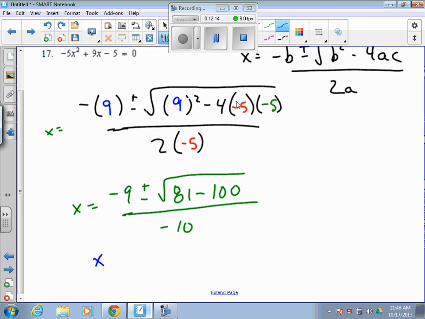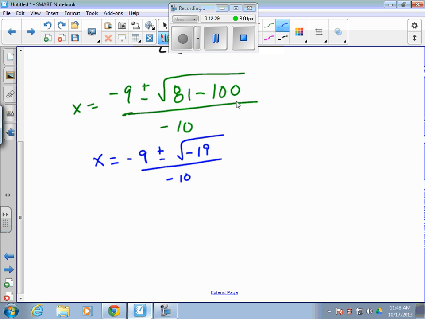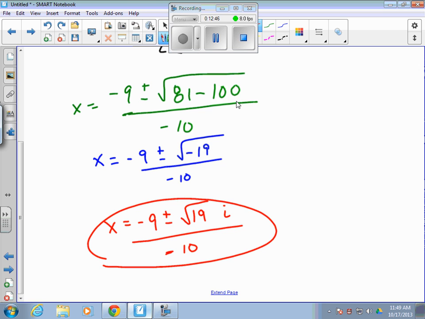So when we simplify what's under the radical now, negative 9 plus or minus the square root, 81 minus 100 is going to be negative 19. So that's over negative 10. You can't leave it as negative 19. You have to pull that negative value out. So x equals negative 9 plus or minus the square root of 19 times i over negative 10. And that is it in your quadratic formula.